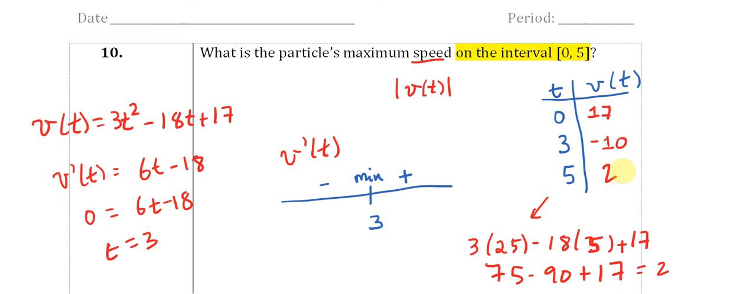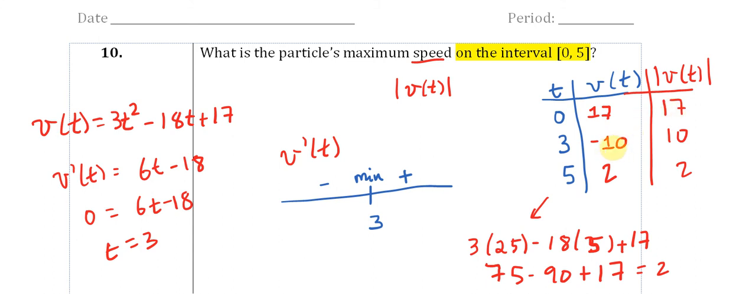Okay. So looking at the three numbers here, we have velocity, but we want to know speed. So speed is the absolute value of velocity. So we just take the absolute value of these numbers. That's 17, 10, and 2. And I want to point out here that in this case, it happens that the maximum velocity and the maximum speed are the same.